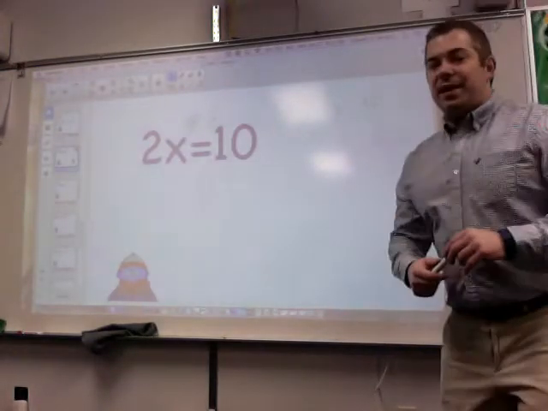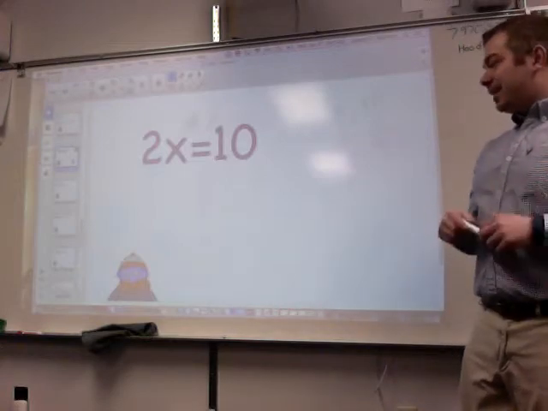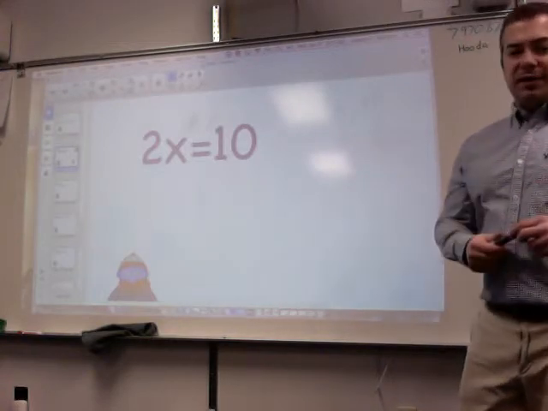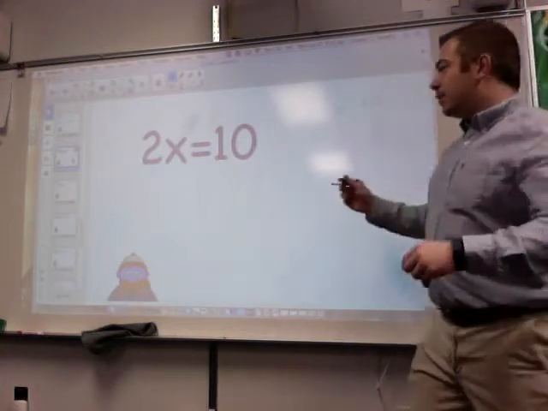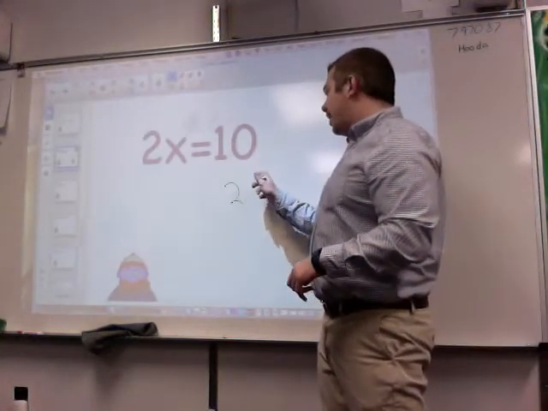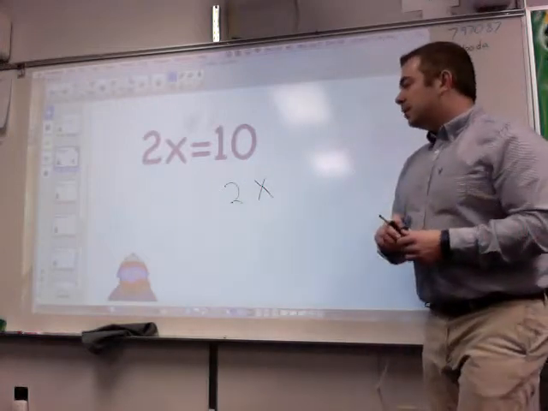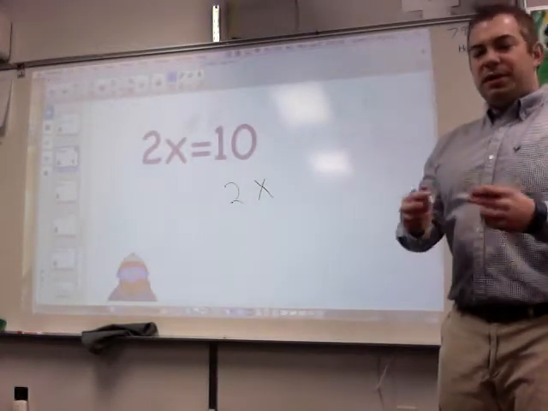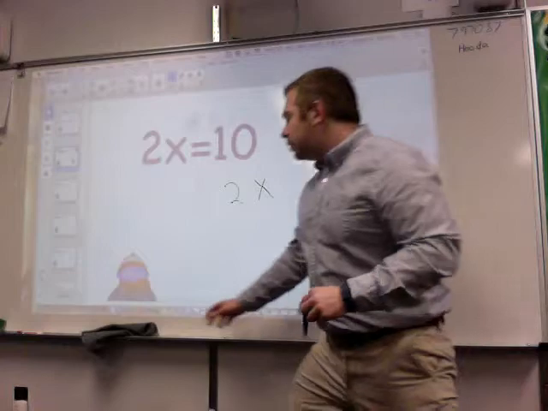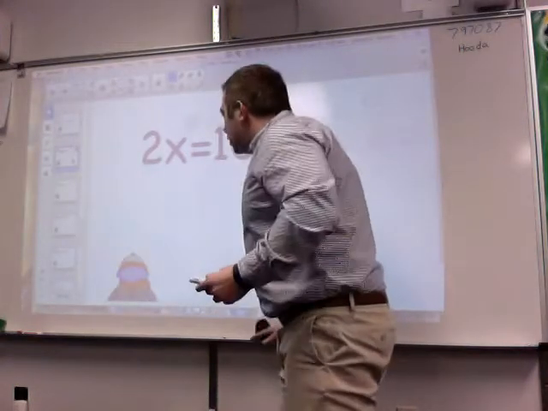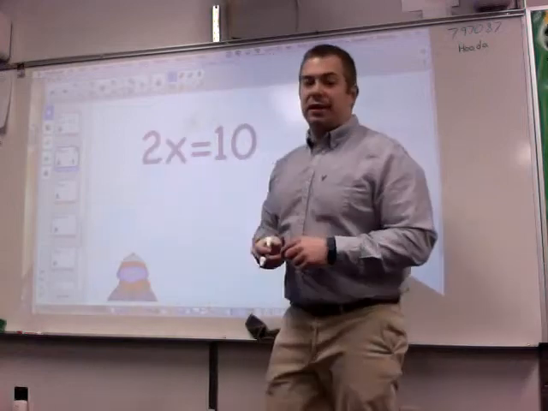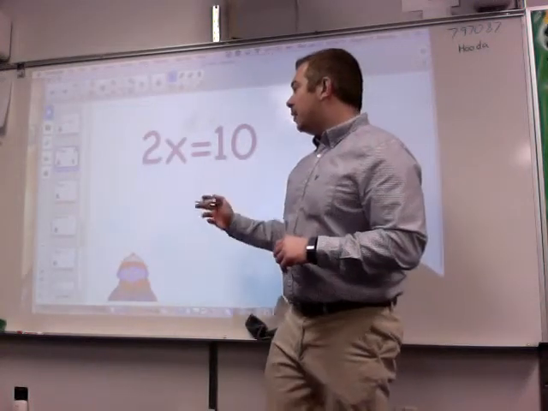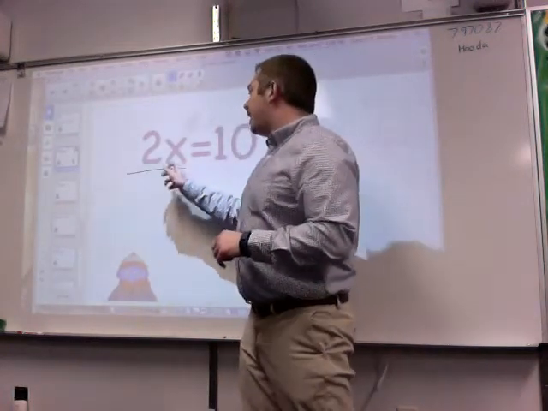Right here we have 2x equals 10. The variable is x. I want to get it by itself. So 2x is really 2 times x. To get rid of the 2, I'm going to need to divide by 2. 2x is really 2 times x, like I said. To get rid of it, I'm going to divide by 2.